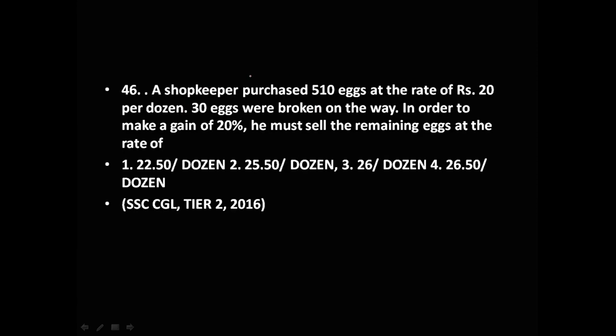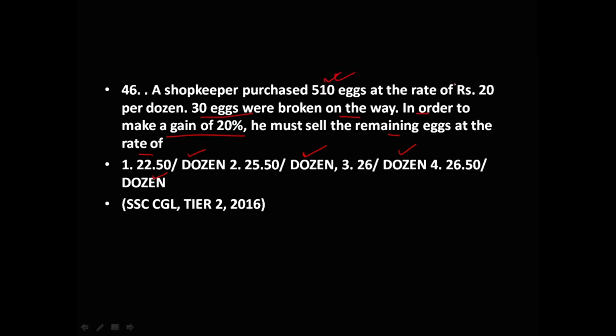So 46. A shopkeeper purchased 510 eggs at the rate of 20 per dozen. Notice it carefully: 20 per dozen, not 20 per unit. 30 eggs were broken on the way. In order to make a gain of 20%, he must sell the remaining eggs at the rate of per dozen. The answer will be in per dozen. So look at it carefully. How can I solve it?